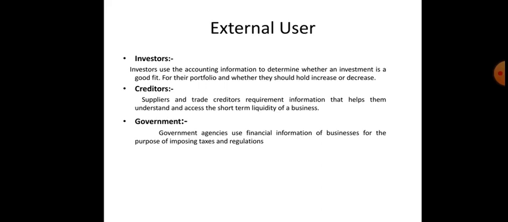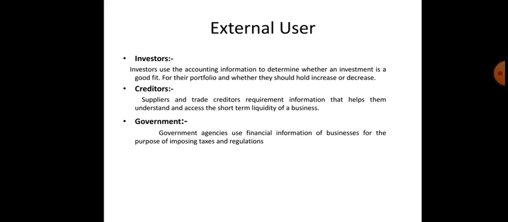So the next one is the government. The government is also an external user, and it's the main factor among the external users. Government agencies use the financial information of a business for the purpose of imposing taxes and regulations. It means the government is checking the profit and loss account, as well as the trading account, as well as the balance sheet for tax purposes. The government is collecting the tax, so is he paying tax or not? All these things are verified by the government.